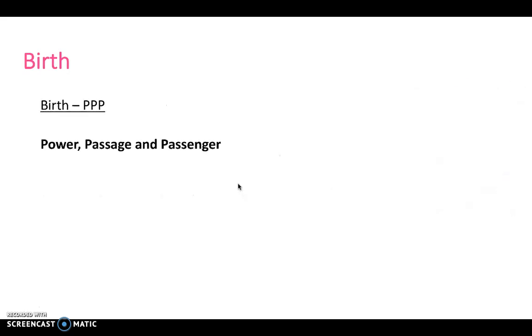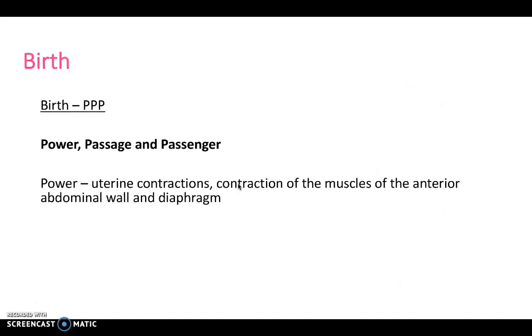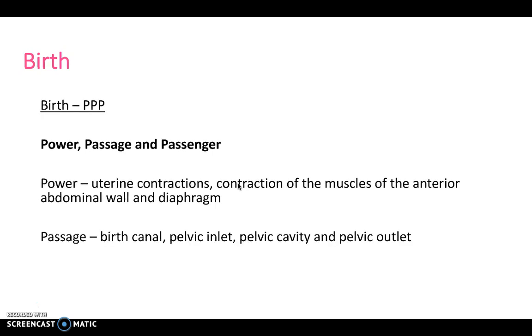In terms of actual birth, it relies on 3 P's: power, passage, and passenger. The power refers to the uterine contractions and the contractions of the muscles of the anterior abdominal wall and diaphragm. The passage refers to where the baby is coming through, so the birth canal, the pelvic inlet, the pelvic cavity, and the pelvic outlet. And finally, the passenger, the fetus itself. How is it presenting and what position is it in?